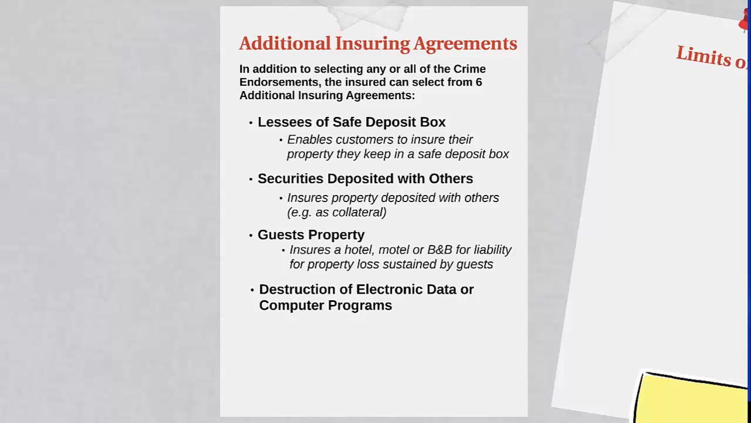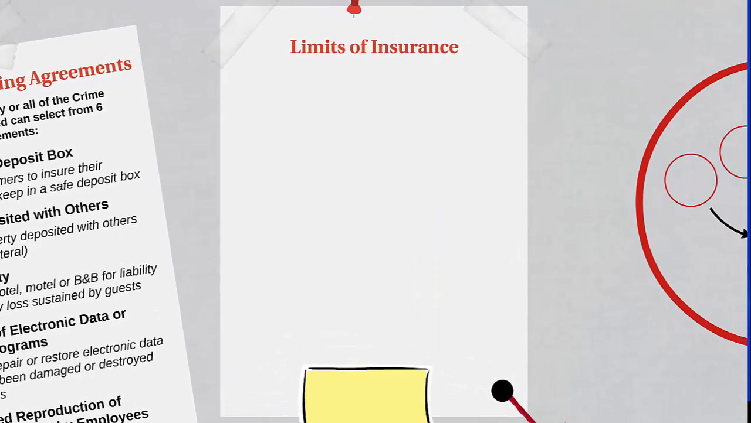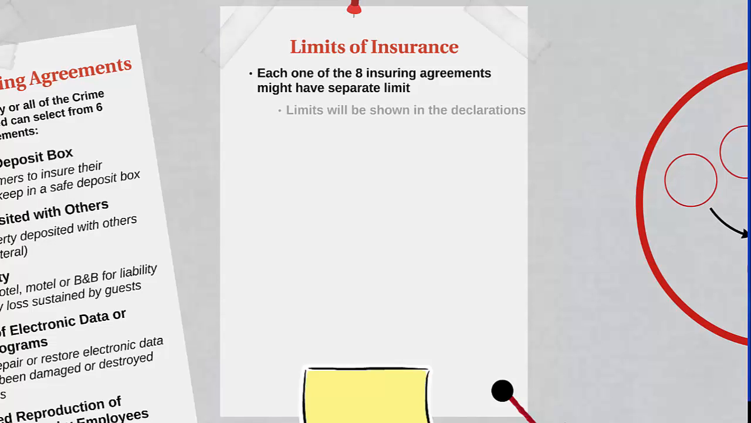Destruction of electronic data or computer programs. This covers repair or restoration of electronic data that has been damaged or destroyed by a virus. And unauthorized reproduction of computer software by employees. Now let's talk about the limits of insurance. Each one of the 8 insuring agreements might have a separate limit. The limit will be shown in the declarations for the policy.